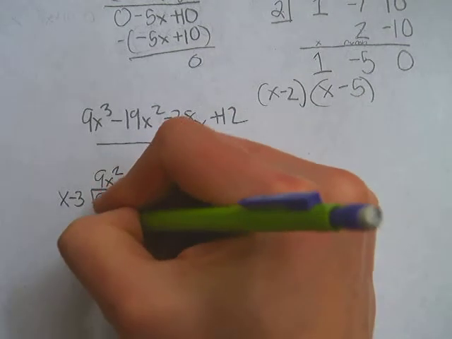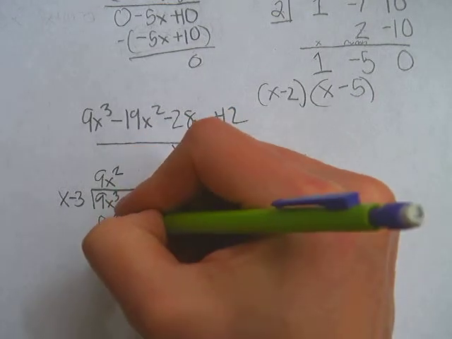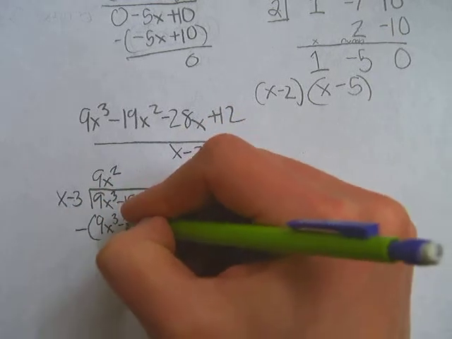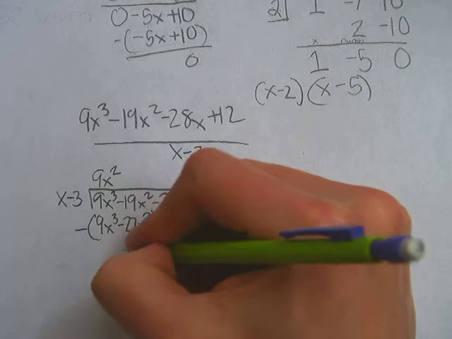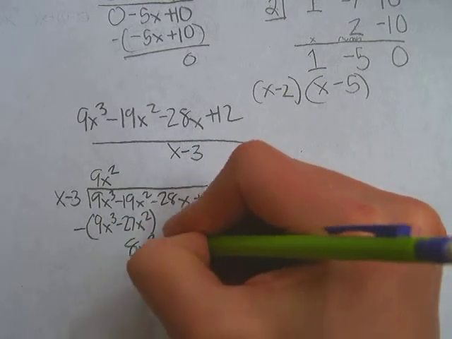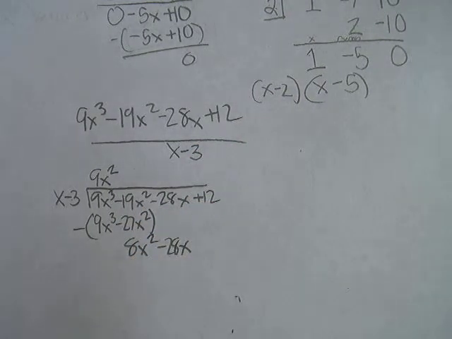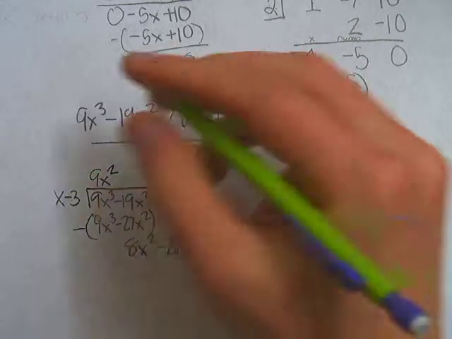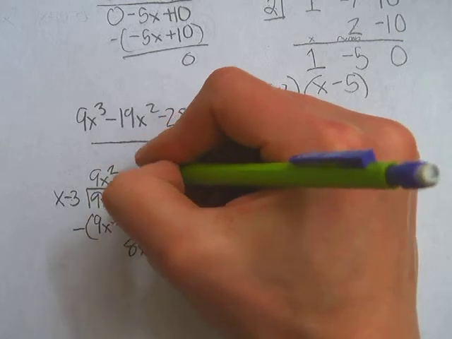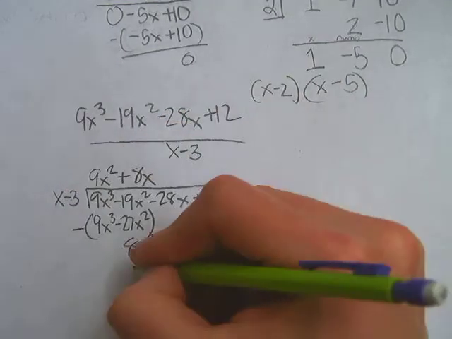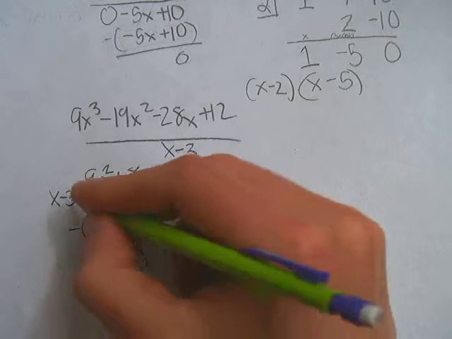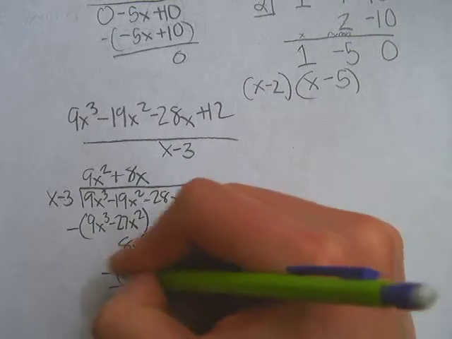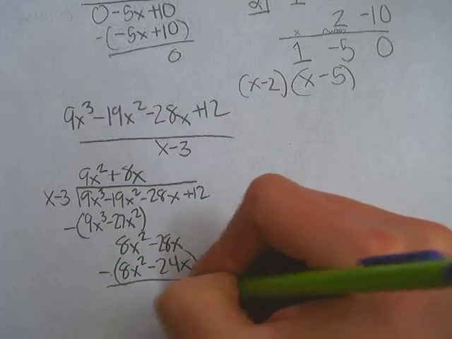If I multiply this, I get 9x cubed and minus 27x squared. I'm subtracting this, which means I'm really adding the 27x squared, so I get 8x squared minus 28x. Now I figure out what I multiply x by to get 8x squared. It's 8x. So 8x squared. 8x times negative 3 is minus 24x, which means I'm really adding a 24x, so it's negative 4x plus 12.